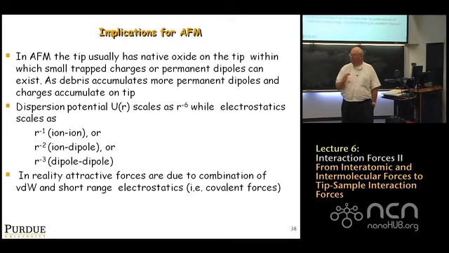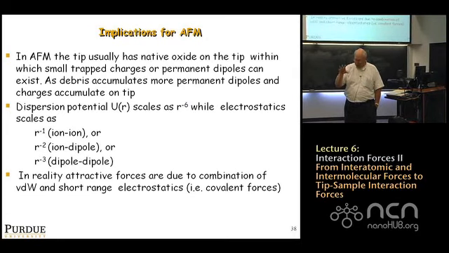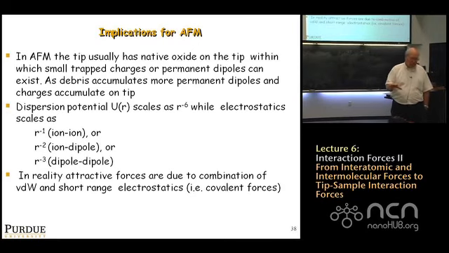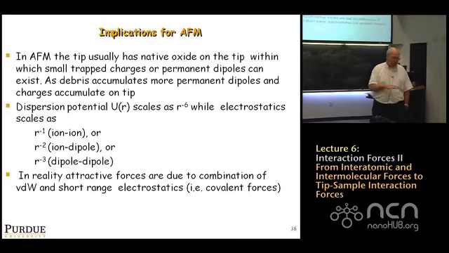Even though the bulk of the silicon tip could be mildly conducting, right? It could be doped to make it mildly conducting. The oxide layer that forms on the surface of the tip is not, and trapped charges can exist there. A similar thing can be said for substrates, right? In principle, you have to worry about a substrate with trapped charge on it, right?